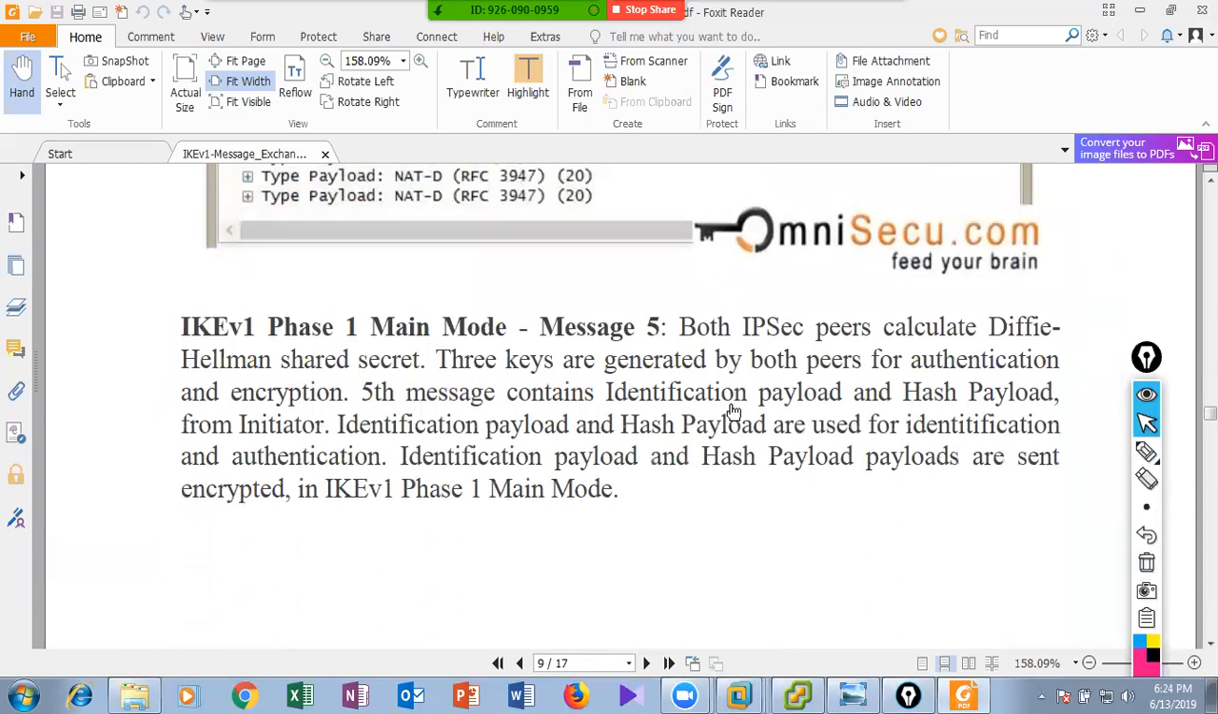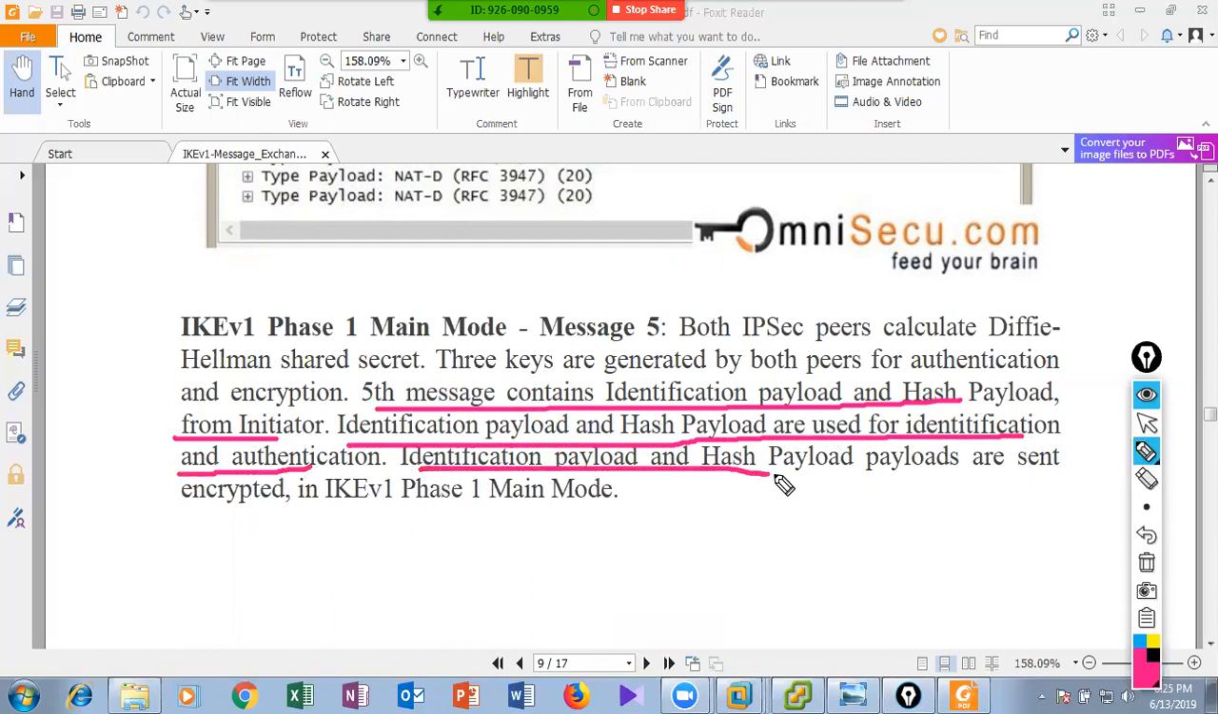Now we'll go to the 5th message exchange. Now if you see, the 5th message contains the identification payload and hash payload from the initiator. The identification payload and hash payload are used for identification and authentication. The identification payload and hash payload are sent encrypted in IKEv1 phase 1 main mode.